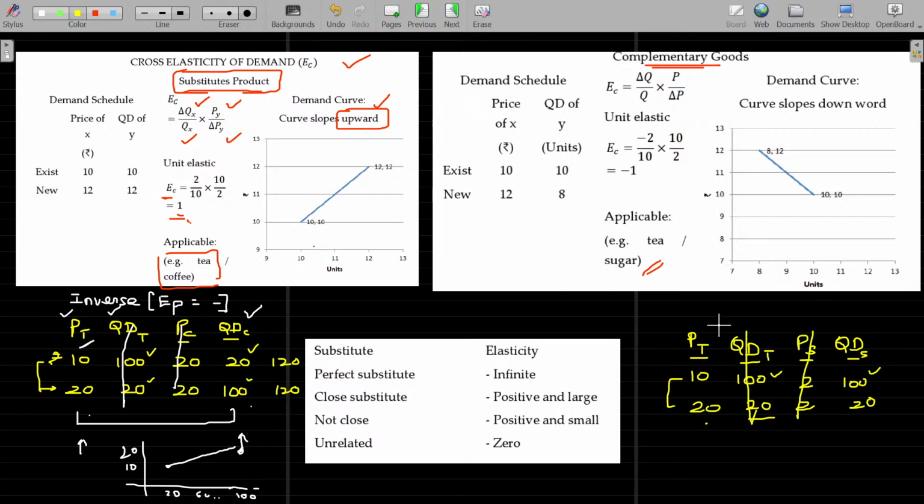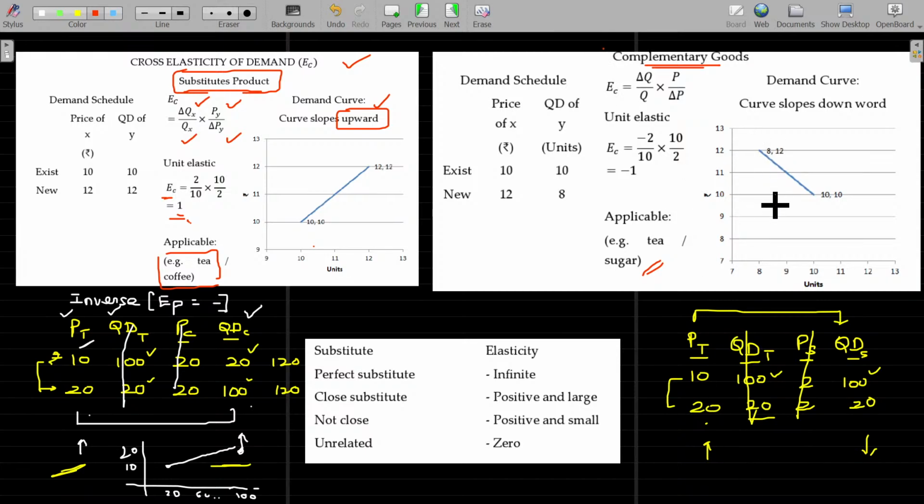Now I am going to link the change in the price of tea with the change in the quantity demanded of sugar. So I am going to link these two. Is that okay? Now here the tea price increases, and the quantity demanded of sugar is decreasing. It's not the same as before. In this case, it is called complementary goods.